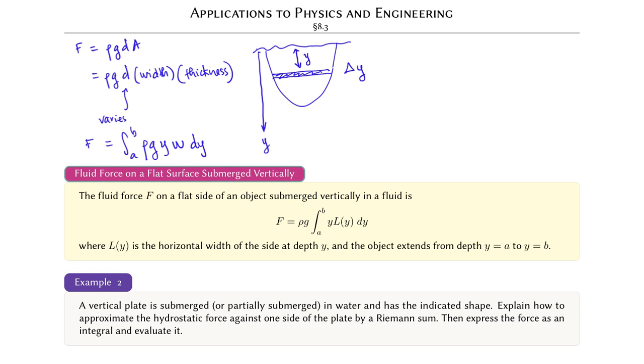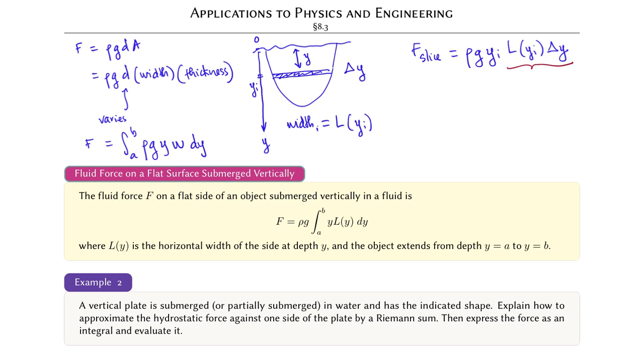If we were to position y equals 0 at the water level, the depth of the slice below the water level is y_i. The width is therefore a function of y. We call this L. The force on the slice is rho g D A, where D is the depth y_i and A is the area of the slice, the width L of y_i times the thickness delta y.